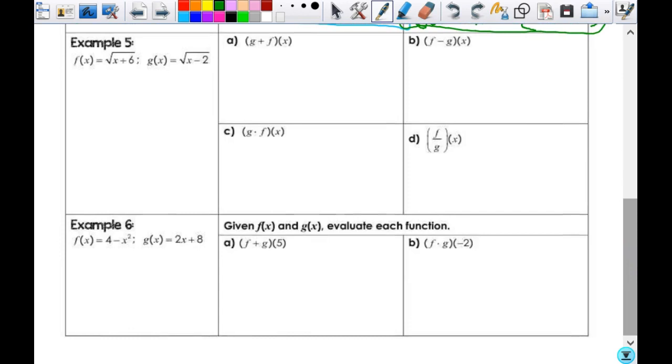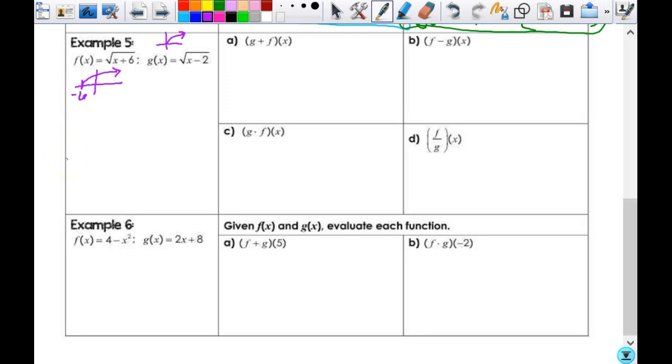We got to talk about domains here, right? Let's look at the parent function. What's this parent function called? Square root. So this is what a square root parent function looks like, right? Do we all agree with that? Okay. So what does this do to my parent function? Translates it to the left 6, right? So it would look something like this, and this would be here at negative 6.